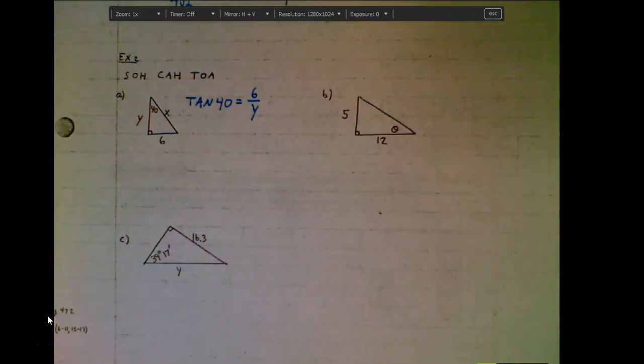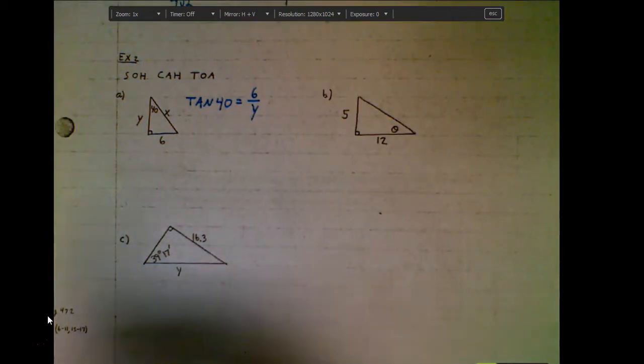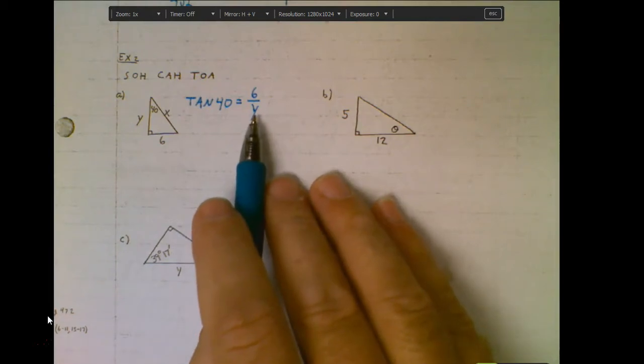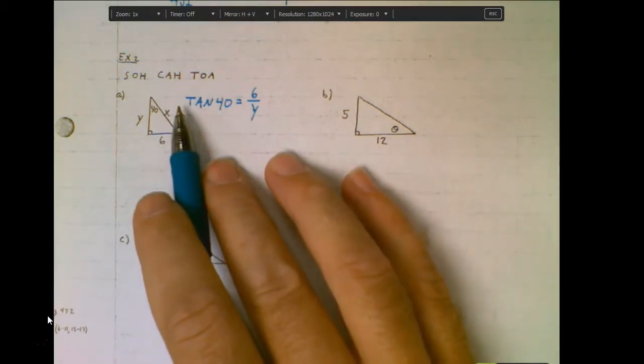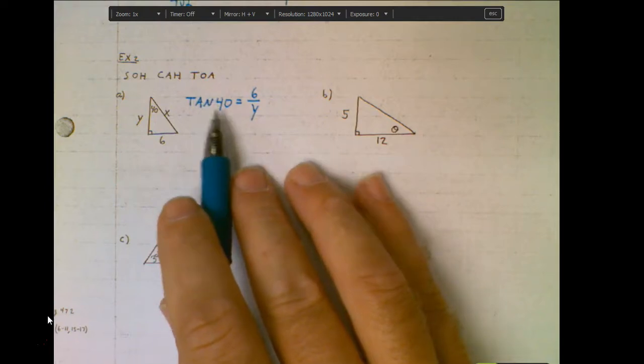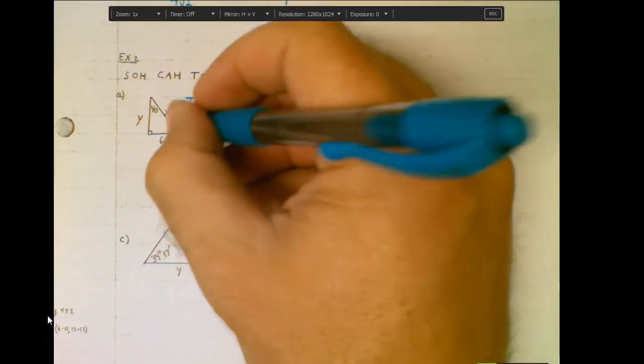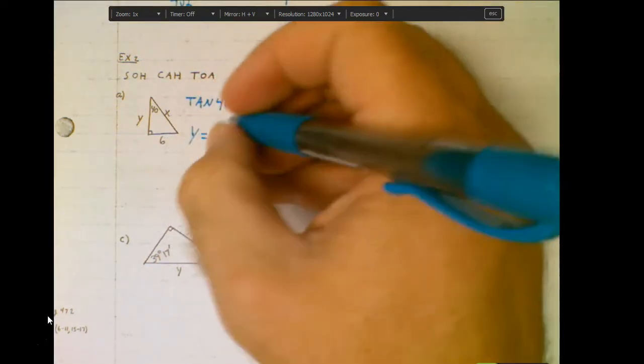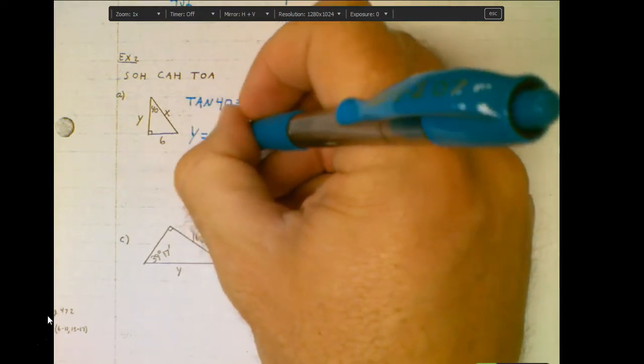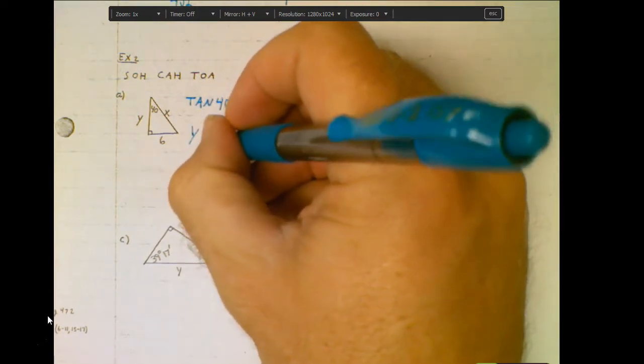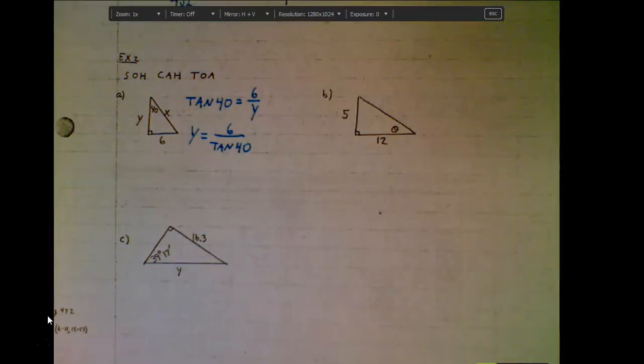And so all I have to do now is solve that equation for y. To get y by itself, we would multiply y over to here and then divide tan 40 over to here. And so if you get y by itself, your setup is going to look like this: 6 divided by tan 40.